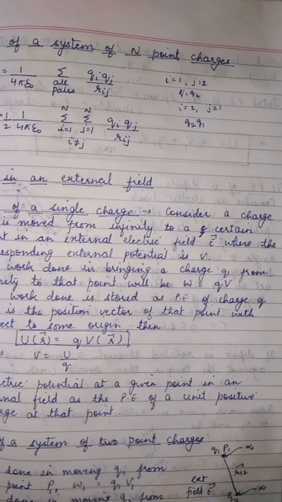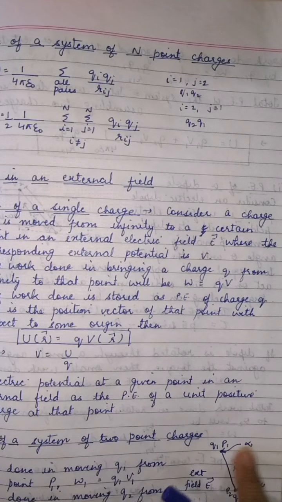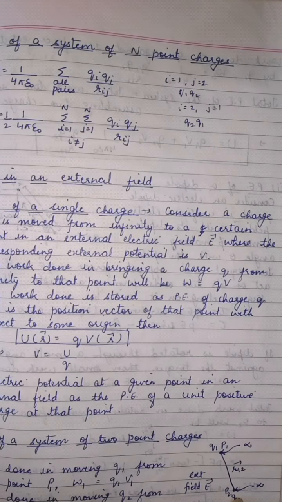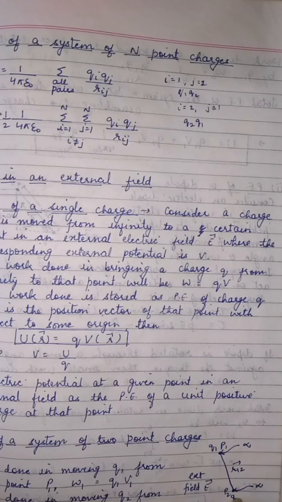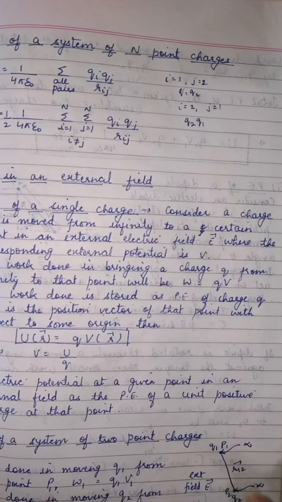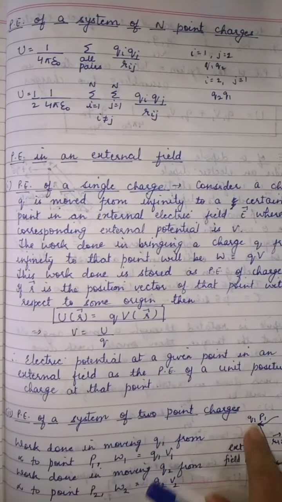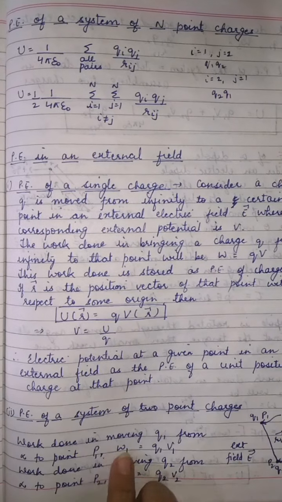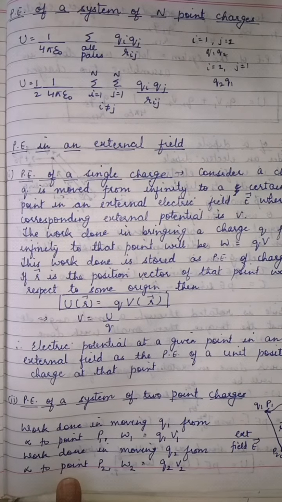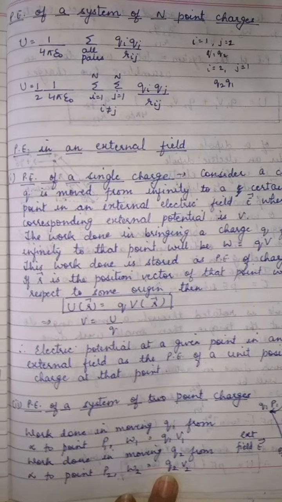Now consider that the first charge Q1 is brought from infinity and kept at point P1, and then another charge Q2 is brought from infinity and kept at point P2 in an external field E. The displacement vector between the two charges is R12. Now, to bring the first charge from infinity to point P1, the work done is equal to Q1 V1. Similarly, to bring the second charge from infinity to point P2, the work done W2 is equal to Q2 V2.